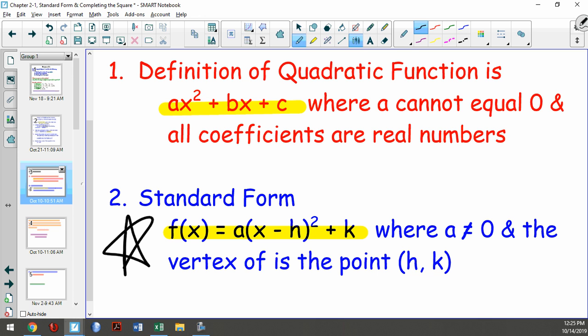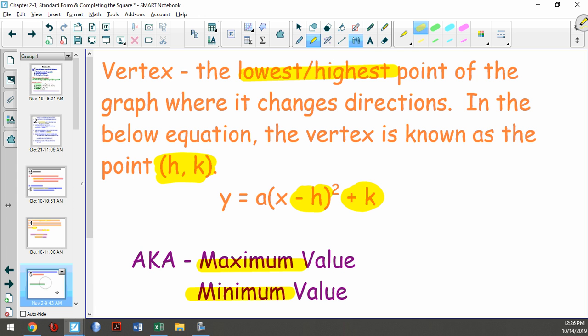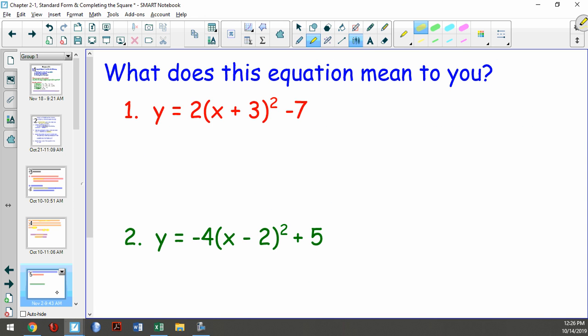Up, down, left, right, stretch, compress, reflect. It also pulls out your vertex. Your vertex is going to be (h, k). It is your left and right and up and down behaviors. Do we all understand that? Not only does that give us that, it also tells us the highest or the maximum or minimum value of the parabola. So that's why the standard form is so much more helpful. So here we go. What does this equation mean to you?